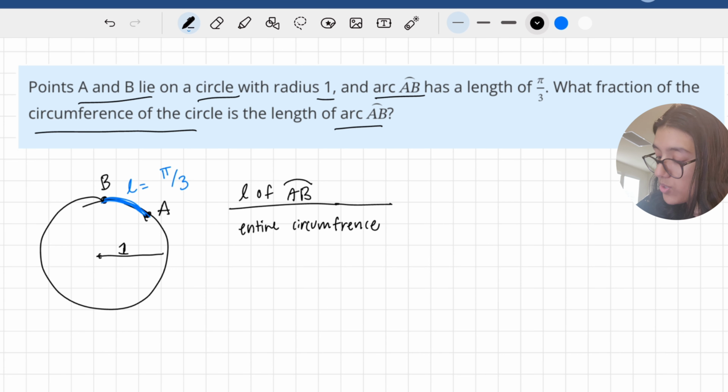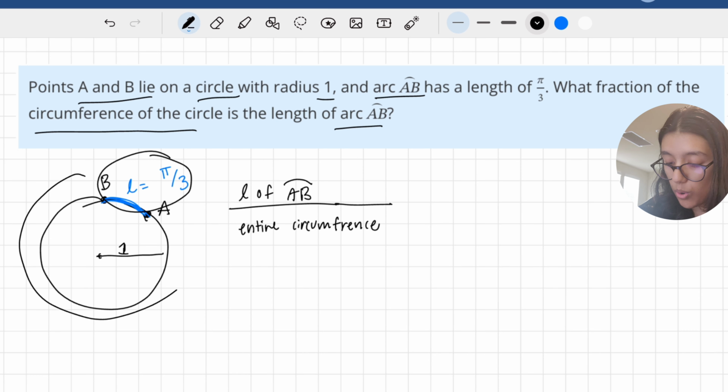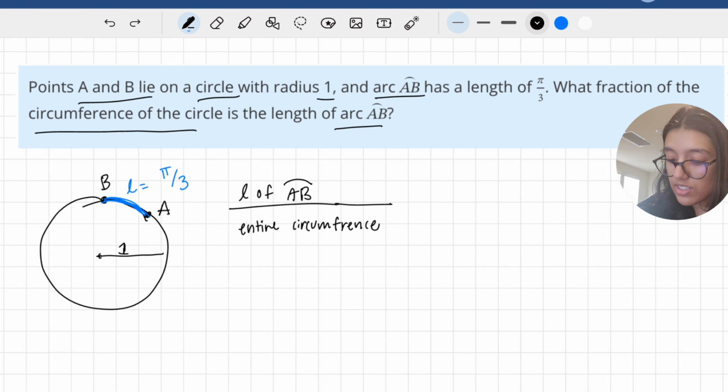And how do I know this? Well, it's just saying what fraction of the whole circle this arc is. So obviously this is going to be less than 1, right? Because if AB is part of that circle, then the length of AB over the entire circumference is going to be less than 1, hence a fraction. So how do we go about solving this?